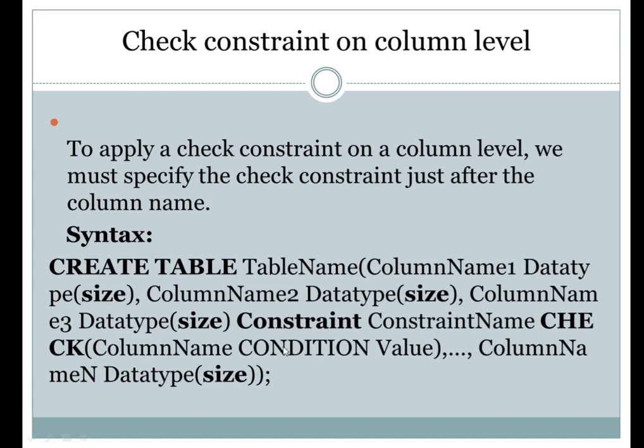Check, where column name, a particular condition and value, up to n. Then we continue with the attributes included in that table, that is column name and respective data type. At the end of this query we put a semicolon. After executing this query, we create a table that has a constraint. That particular condition is checked on that column before entering or inserting data into that column.